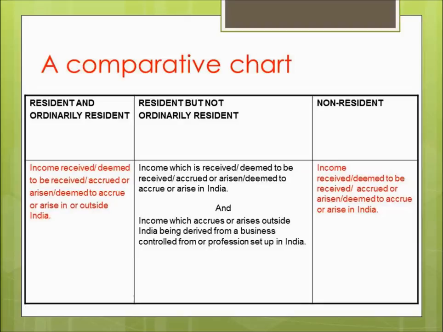What is includable? Every income earned by a resident and ordinarily resident is includable in the total income. So income received or deemed to be received, accrued or arisen or deemed to accrue or arise in or outside India. Whatever income he is earning, whether in India or outside India, it has to be included in the total income of a resident and ordinarily resident. So if I am a resident and ordinarily resident, I will include each and every income which I am receiving or which is accruing to me in India or outside India.